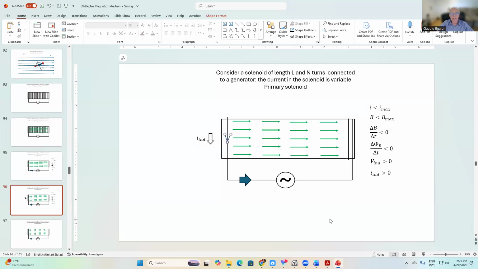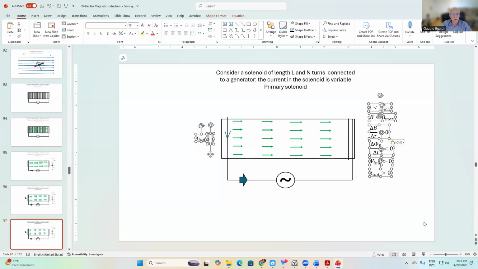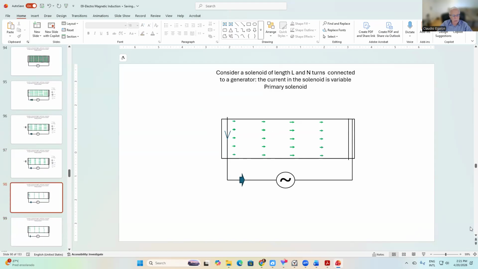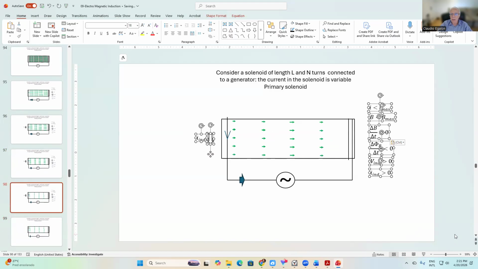It is going to be the same thing for the rest. While this current is decreasing, the situation doesn't change. The only thing that changes is going to be the intensity of the induced current. Let's see the next one. We are about to turn 0 at this very moment in time.